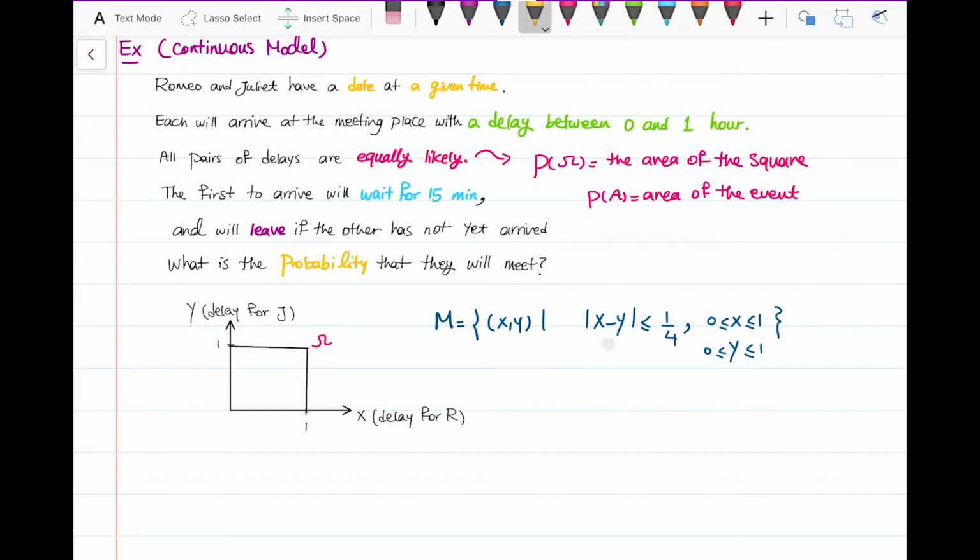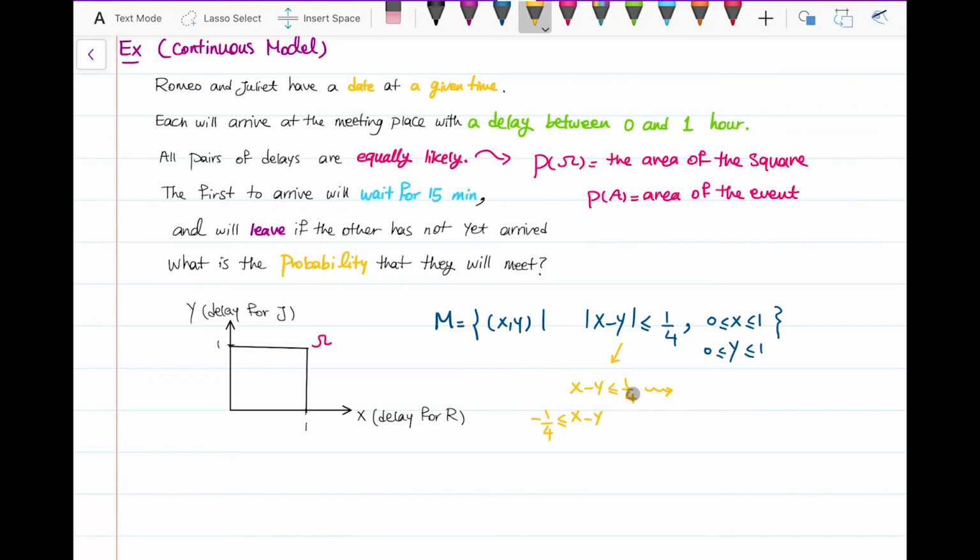So let me try to graph M in here. We're gonna go back to calculus. What do I have in here? I have the absolute value of X minus Y less than 1/4. So X minus Y is less than 1/4, and X minus Y is bigger than -1/4. Okay, so I have these two inequalities based on the absolute value inequality that I have in here.